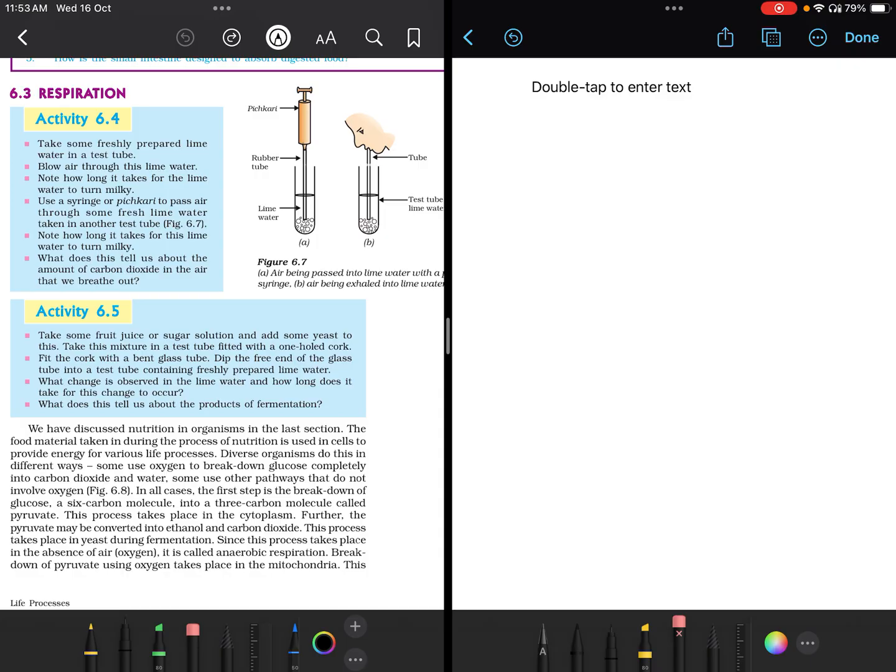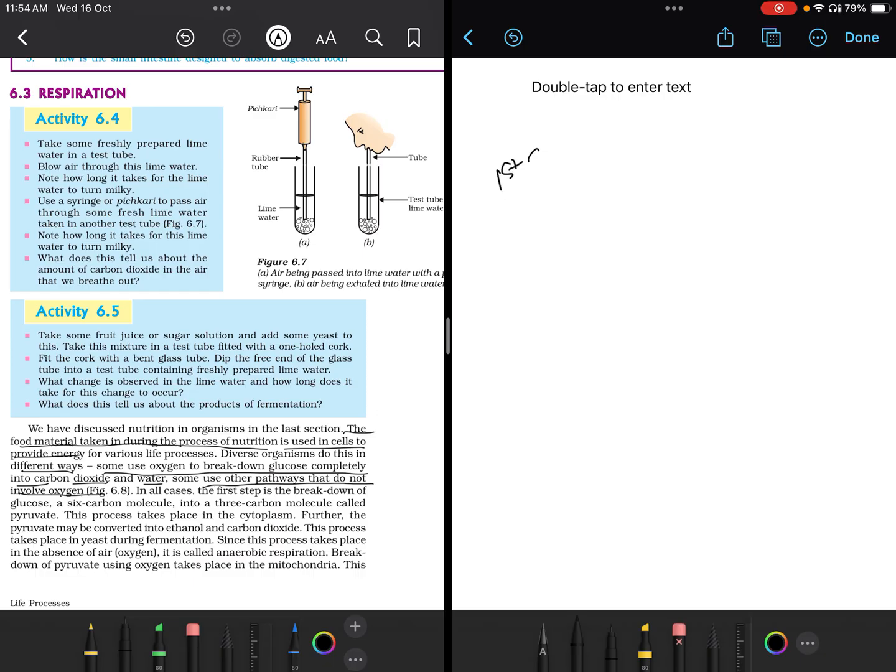Now starting with the paragraph, two activities are there and you just go through these activities. Now I'm going to simplify what is written here. The food material taken up during the process of nutrition is used in cells to provide energy. As I have already told you in my previous videos, the diverse organisms do this in different ways. Some use oxygen to break down glucose completely into carbon dioxide and water, and some use other pathways that do not involve oxygen.